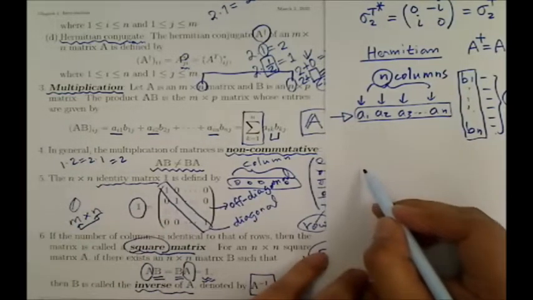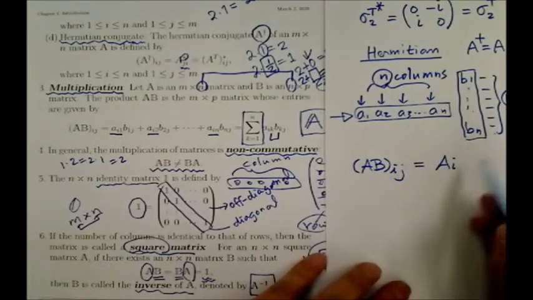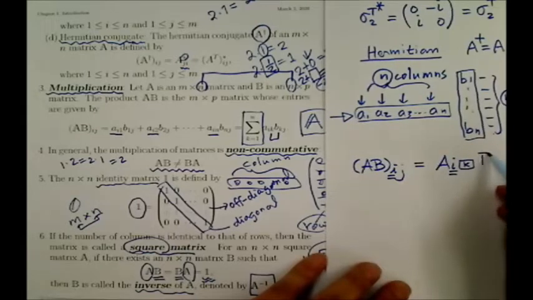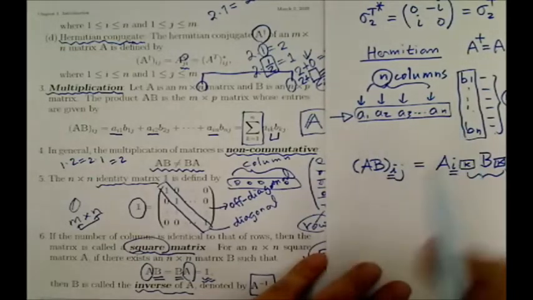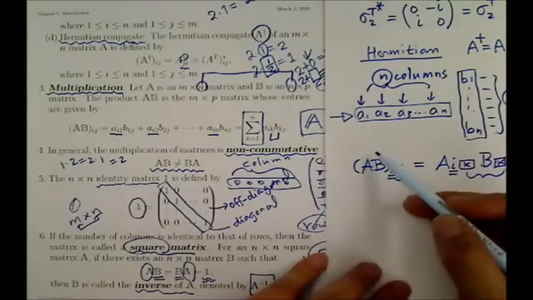So matrix A multiplied by B, the ij element of this will be, this is a row index, and I sum over k, and this k is summed over from 1 to n, the number of columns of the left matrix and the number of rows of matrix B.